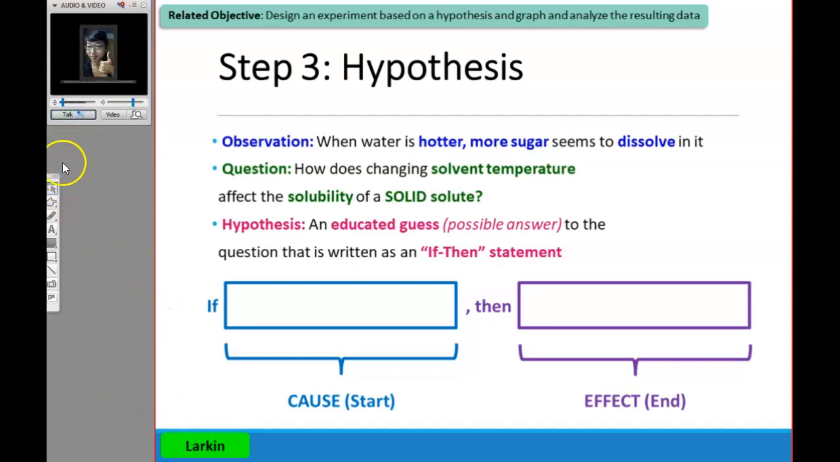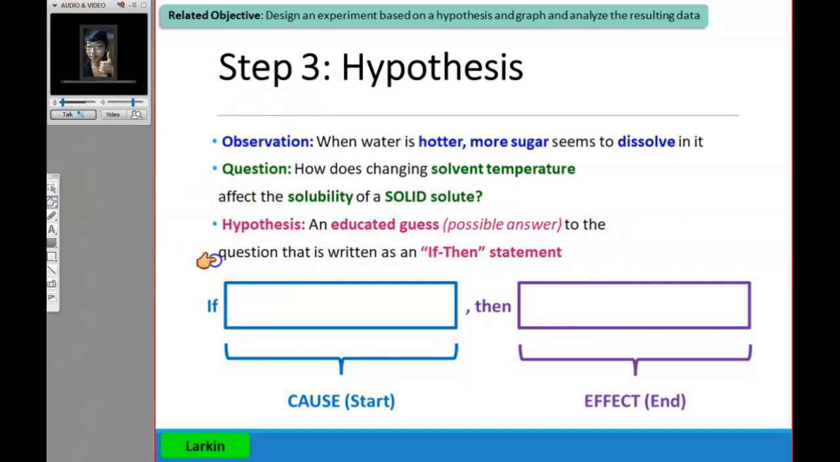Excellent. So at this point, we have made our observation that when water is hotter, more sugar seems to dissolve in it. Our question for today is how changing the solvent temperature, meaning what is doing the dissolving, affects the solubility of a solid solute. So a solid one, not a gaseous one, because we did learn yesterday that gaseous ones like CO2 bubbles in soda act differently. So today we're only taking a look at solid solutes like sugar, for example. So we need to make a hypothesis, which again we should be very familiar with already, which is an educated guess or possible answer to the question that is written as an if-then statement.